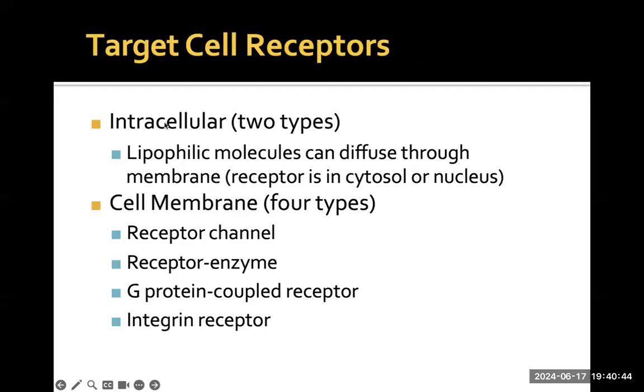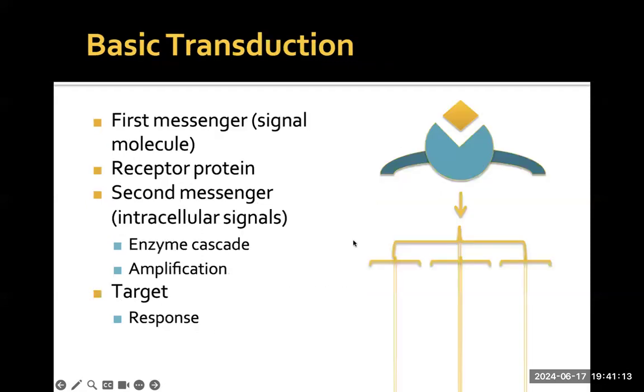Okay, so target cell receptors, you have the ability to have intracellular target cell receptors or in the cell membrane. So intracellularly, you have two types. You have lipophilic molecules that can diffuse through the membranes, and receptors in the cytosol or the nucleus. And then cell membranes, you have four types. You have the ability to have a receptor channel, a receptor enzyme, something specific called a G protein coupled receptor, or an integrin receptor.